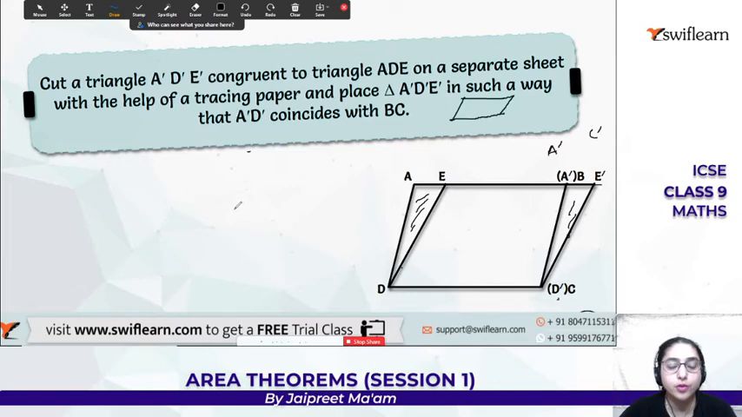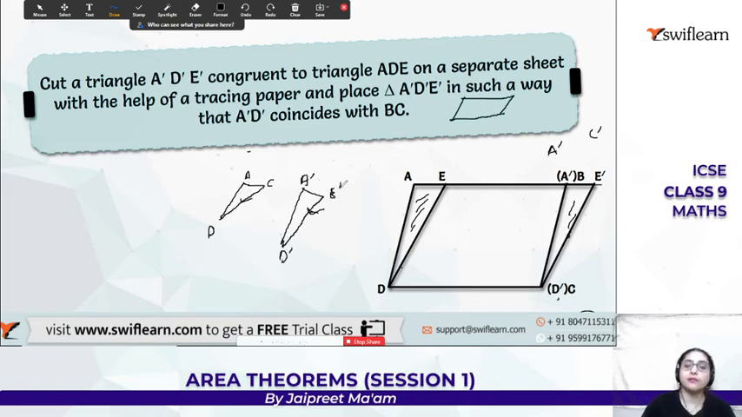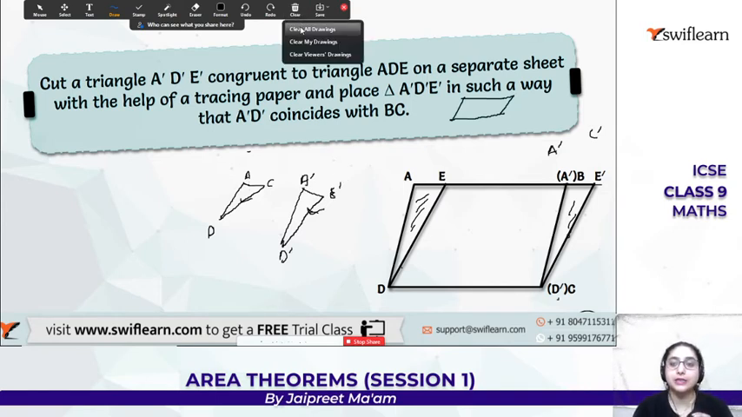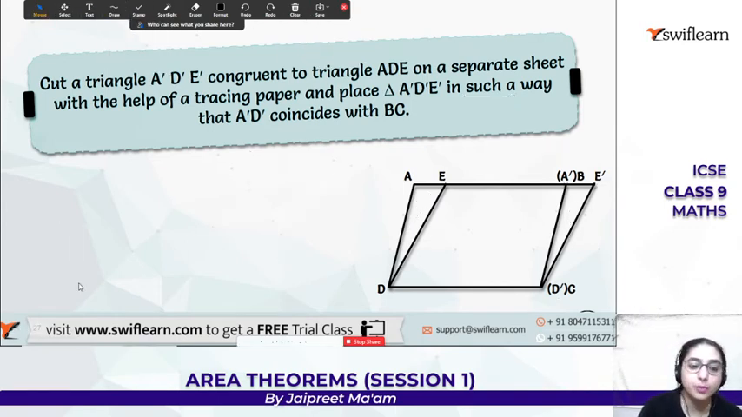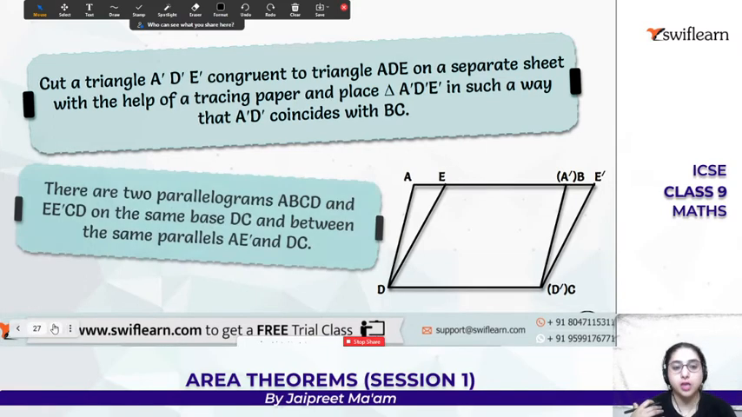So you have to do it like this: you will cut the paper, and this is DAE. When you cut the two pieces, you will find these two are similar in shape and size. We will write A dash like this, so they will be congruent. This is an activity; do it and you will understand how the figures are congruent.